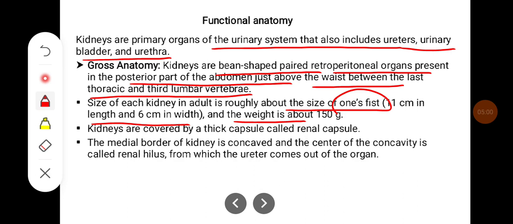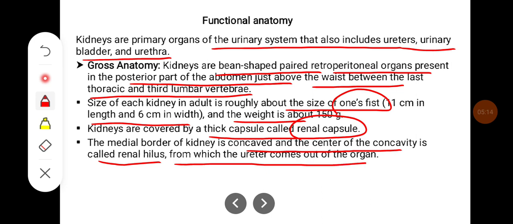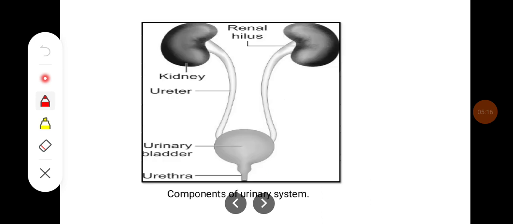Kidneys are covered by a thick capsule which is called the renal capsule. The medial border of kidney is concave and the center of the concavity is called the renal hilum, from which the ureter comes out of the organ. So here you can see the pair of kidneys which give rise to the ureters, which are going to come to the bladder, and the urine is stored in the urinary bladder.